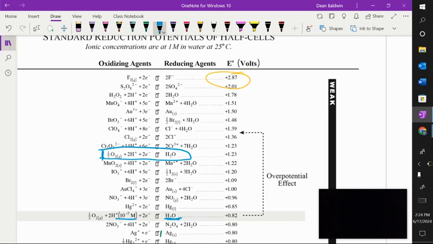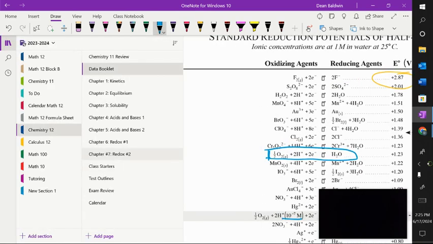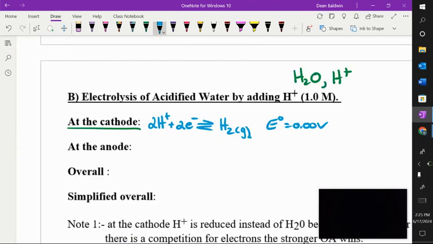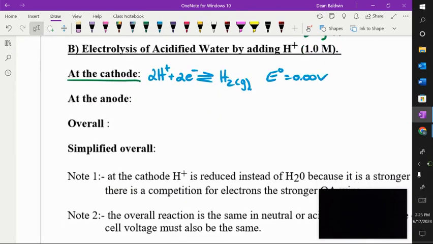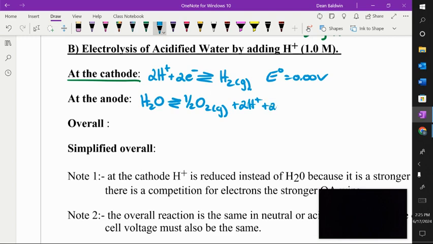So the anode is H2O goes to 1/2 O2 gas, 2 protons plus 2 electrons. And because we flip the potential, it's negative 1.23 volts.